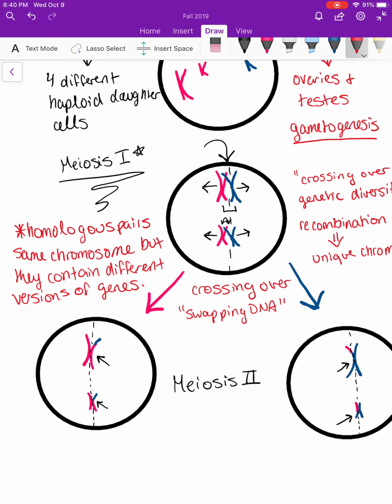So that's like if your mom has blonde hair and your dad has black hair, then you're going to have, in your cells, the alleles for both blonde and black, okay? Different versions of a gene, which the gene would code for hair color.